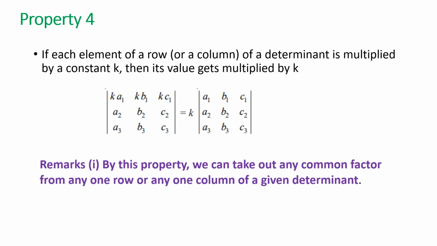Next property states that if each element of a row or column is multiplied by a constant, then the value of the determinant will be k times. This we have already understood, that we can take this k factor common outside. So the determinant of k times A will become k times the determinant of A. That means we can take out this k common from the determinant.